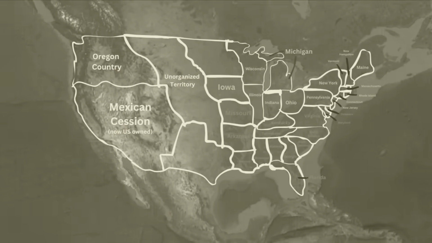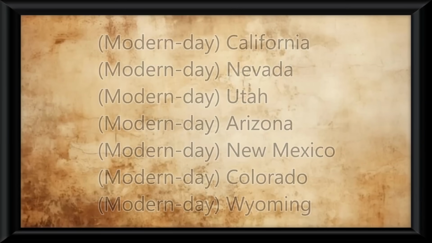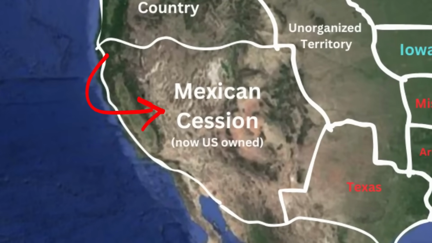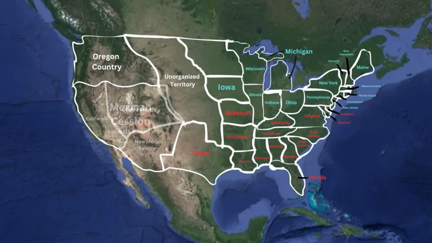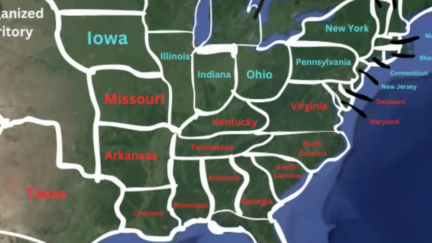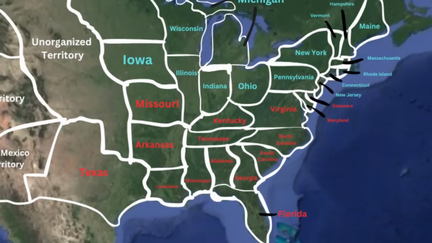So, the Mexican-American War just ended, and the US gained a massive chunk of land. This land was known as the Mexican Cession. But here's the issue. Should slavery be allowed in this new land or not? The North proclaimed no. The South, however, said yes. So yeah, we have another political crisis.